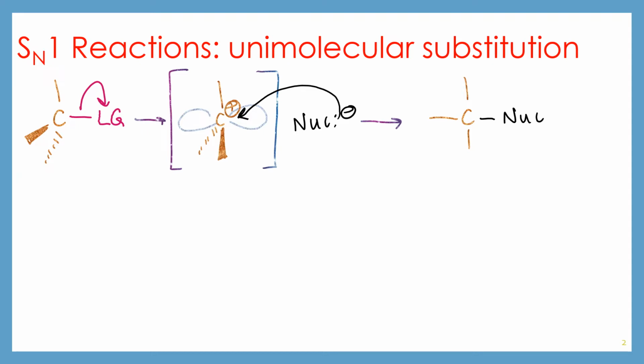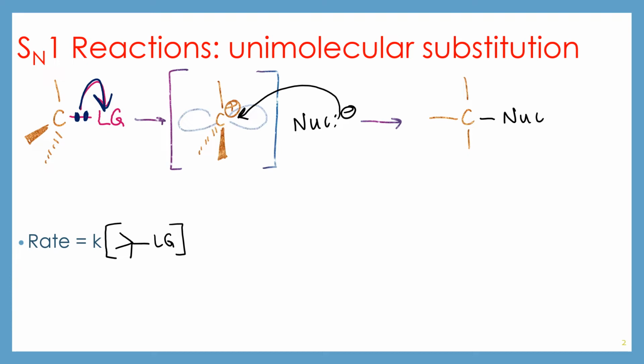So in an SN1 reaction, the first step of the mechanism is that the leaving group leaves on its own, taking that electron pair with it. When it does that, you end up creating an sp2 hybridized carbocation. And then the nucleophile can come in and it can attack from the front or the back. It can attack from either side of the carbocation, which will give you a newly substituted compound where the nucleophile has overall taken the place of the leaving group.